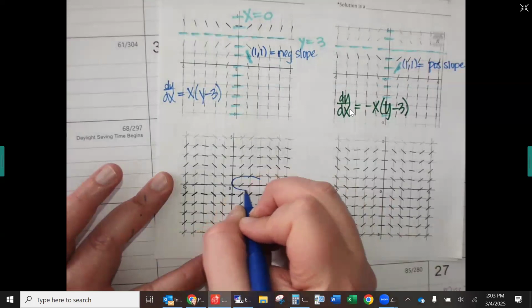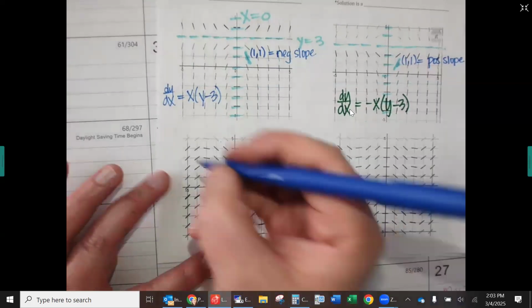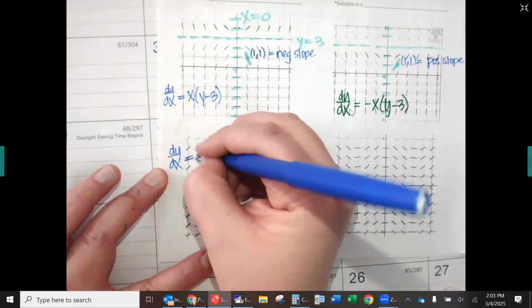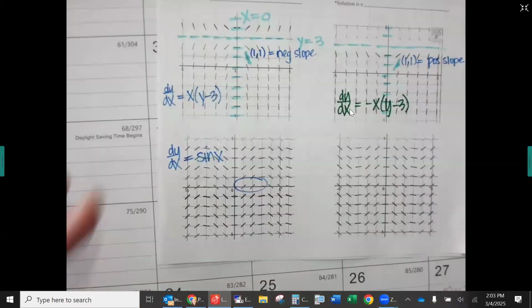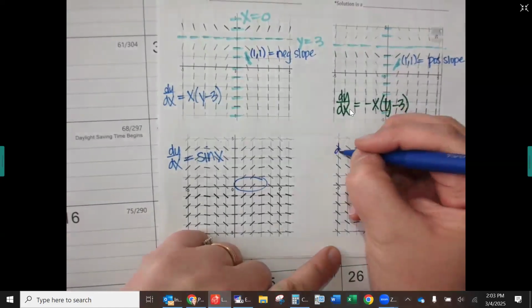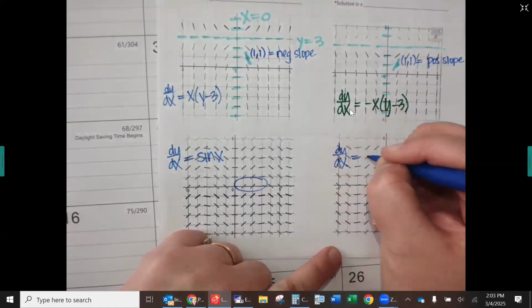You can tell on this one that it starts uphill. So this would be your dy/dx of sine x. We know this is positive sine x because it starts out with positive slopes, just like the initial values of sine are positive. And this one starts out downhill, which means that it's negative sine x.